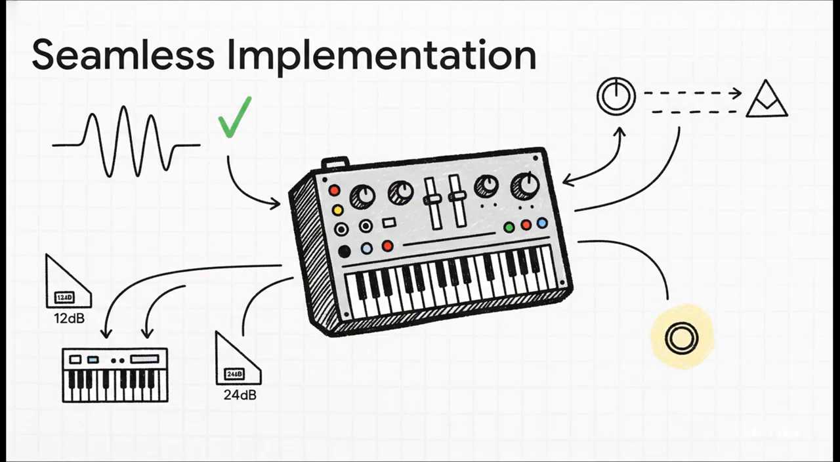So the whole thing is just seamless. The slope is set once, right when the note starts, so you don't get any weird clicks or phasey artifacts. Every voice is totally independent, so you can play a chord where one note is using a 12 dB filter and another is using a 24 dB filter at the exact same time. And all your other modulations, they work just like they always did.